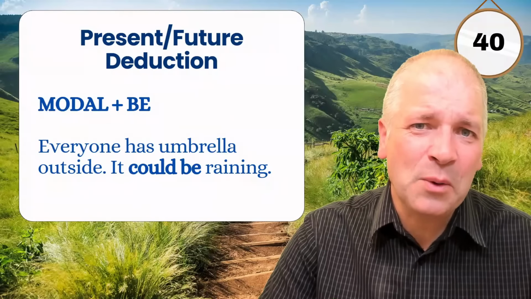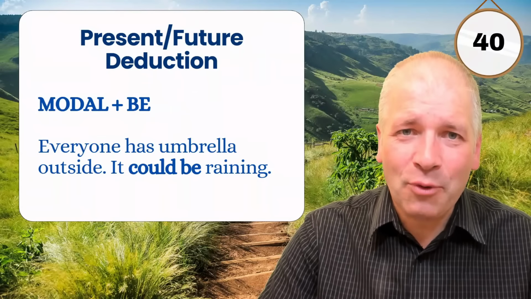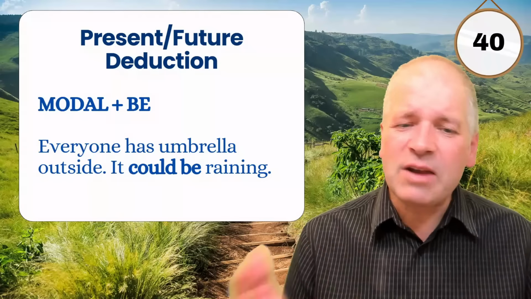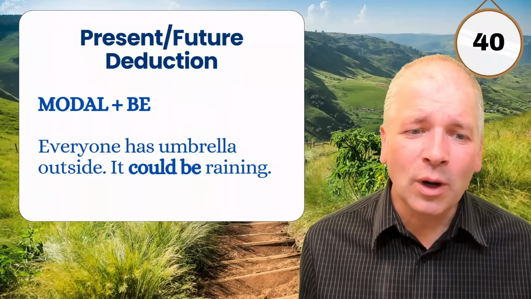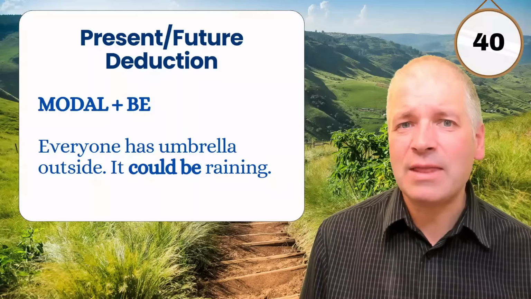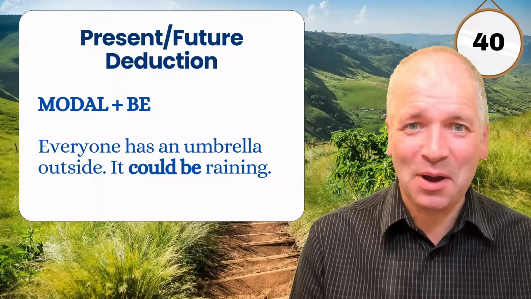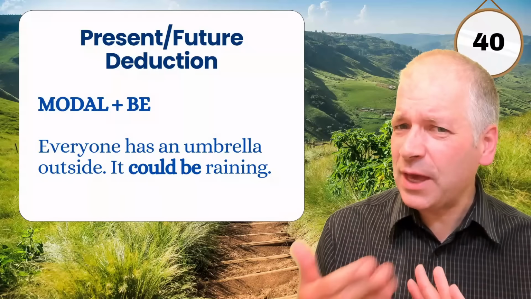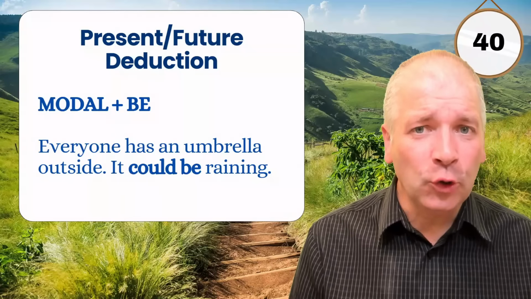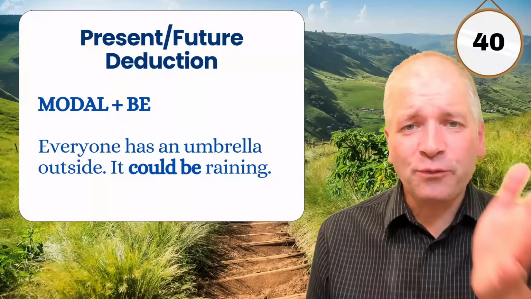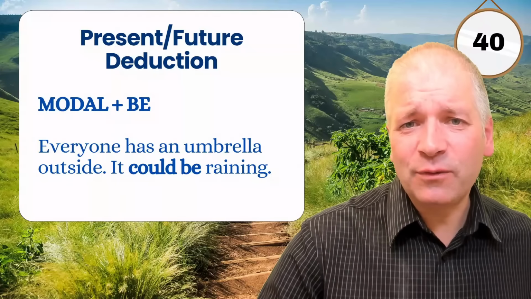What do we do if we want to talk about deduction in the present or the future in general situations? Well, normally we'll use a modal and then the verb to be. Everyone has an umbrella outside. What does that make us think? Well, it makes us think it could be raining. Modal followed by to be and then the activity, raining.